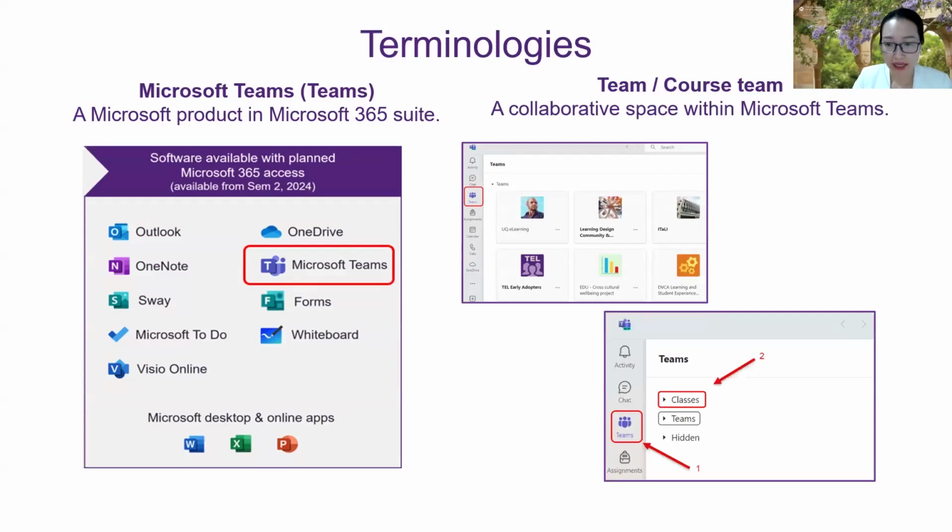So as an academic, when you click on Teams, you will see that you have 2 classifications. One is the classes or the course teams, and the other is the professional teams that you are currently working with. And you can hide the teams that you are no longer working with or do not want to get updates from.